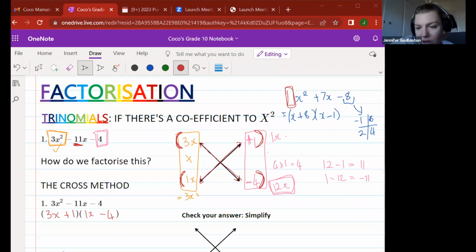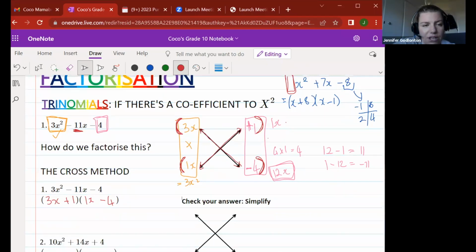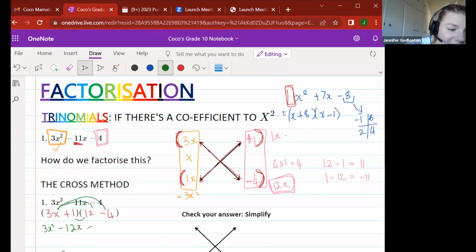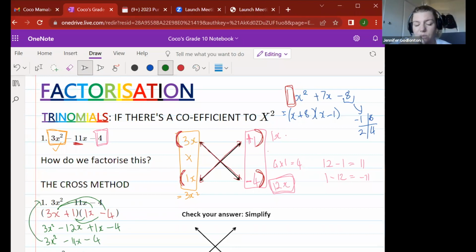Okay, so how you multiply back, that's how you check your answer. So let's have a look here. We would say 3x times 1x, that would give me 3x squared. 3x times negative 4, that would give me negative 12x. 1 times x will give me positive x. 1 times negative 4 will give me negative 4. And so that would be 3x squared minus 11x minus 4, which is the same as my question. So because it's the same as my question, then I know I'm right.